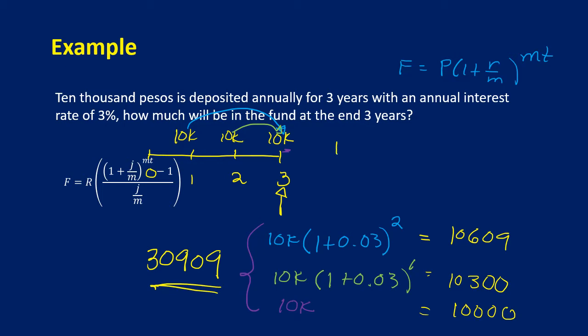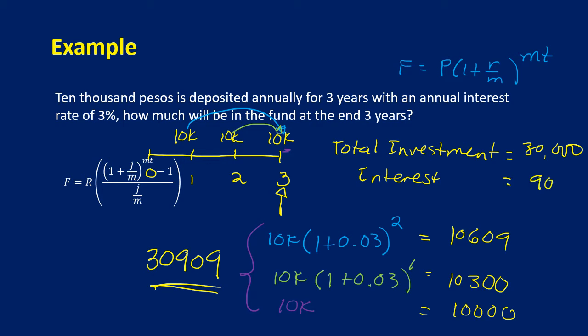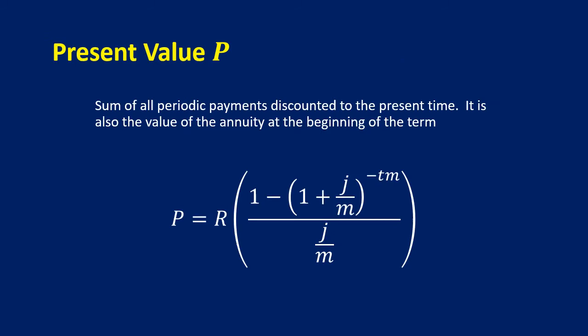Meaning to say your total investment was 30,000, but you earned an interest of 909. Okay? Okay, so what now if we want to find the present value?